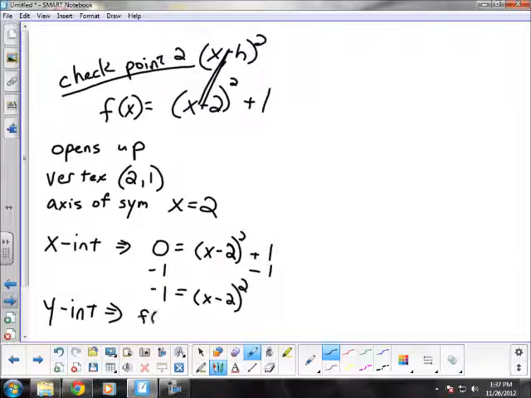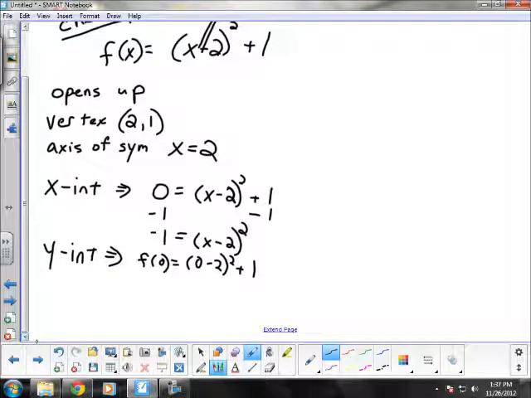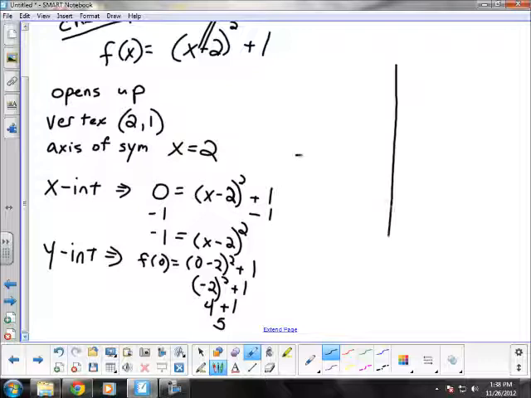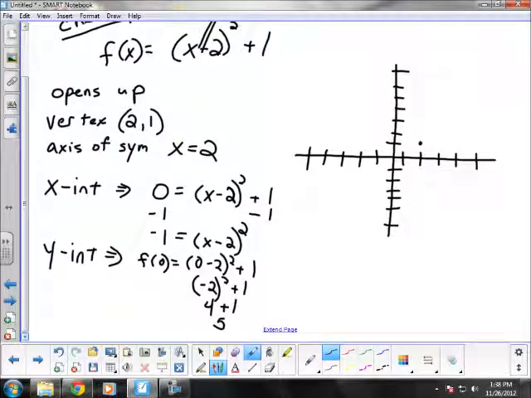So I want f of 0. So I got 0 minus 2 squared plus 1. 0 minus 2 is negative 2. Negative 2 squared is 4, and 4 plus 1 is 5. Right? Okay, so I'm going to take all my information. So I've got my vertex at 2, 1. My y-intercept is at positive 5.